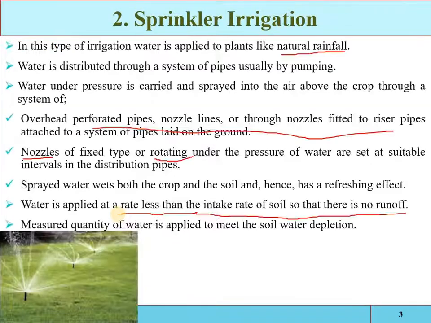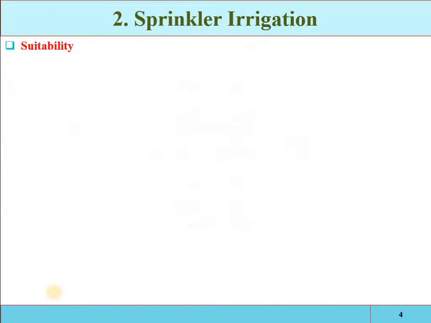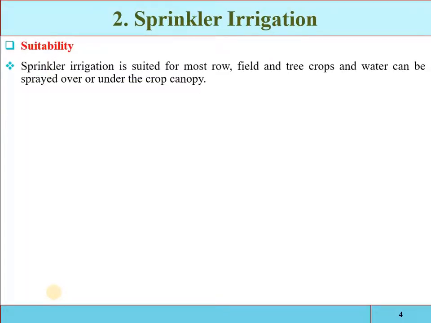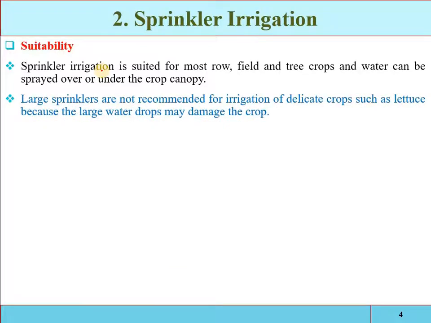This is an example of the fixed nozzle sprinkler. The water is applied in 360 degrees. This method is suitable for almost any type of crop and any type of soil, for most row, field and tree crops, and water can be spread over or under the crop canopy. Large sprinklers are not recommended for irrigation of delicate crops. As this is a pressurized irrigation system, it is not recommended for delicate crops.